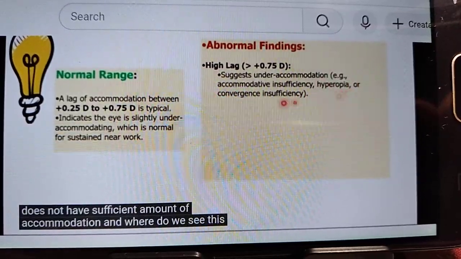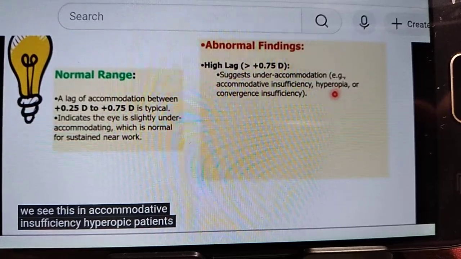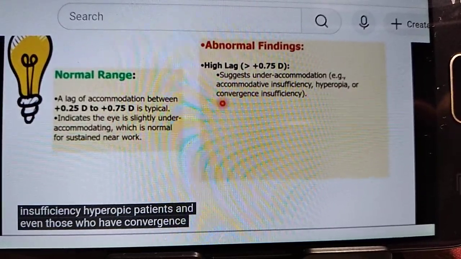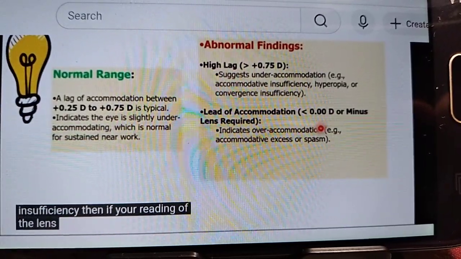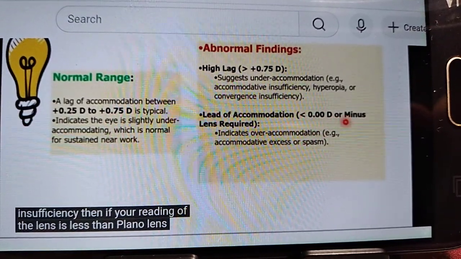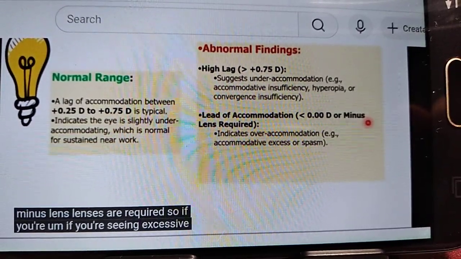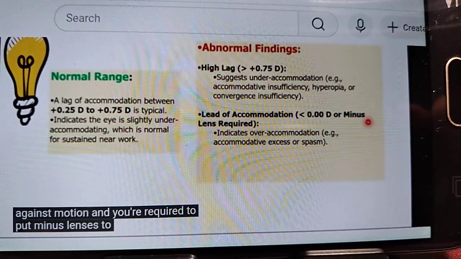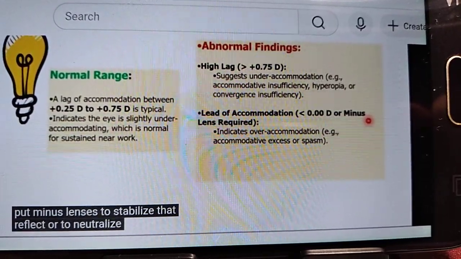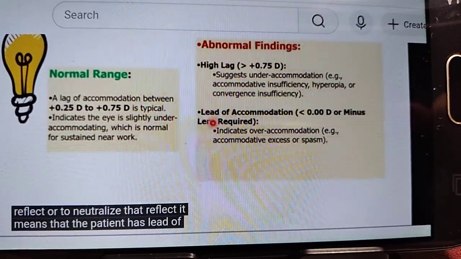And where do we see this? We see this in accommodative insufficiency, hyperopic patients, and even those who have convergence insufficiency. Then, if your reading of the lens is less than plano, or minus lenses are required, so if you're seeing excessive against motion and you're required to put minus lenses to neutralize that reflex, it means that the patient has lead of accommodation.